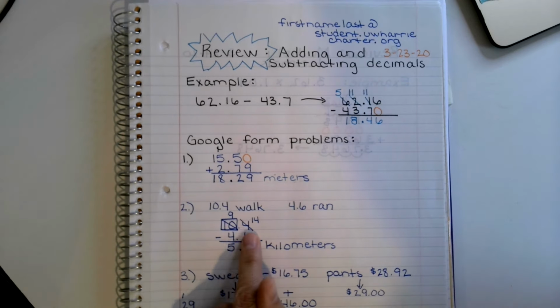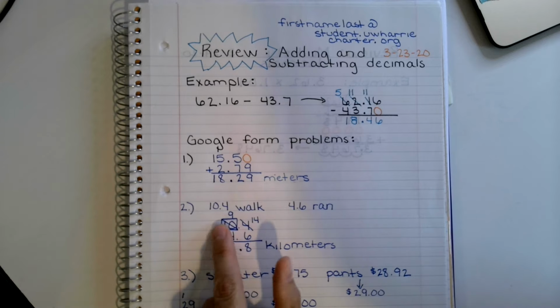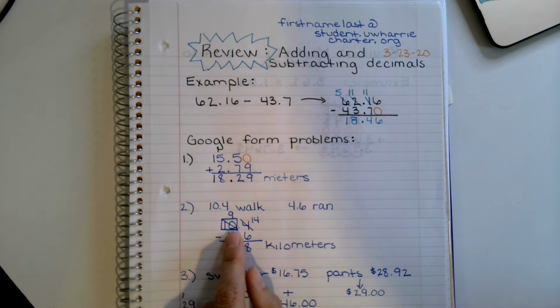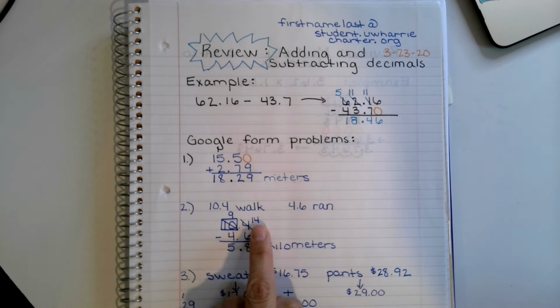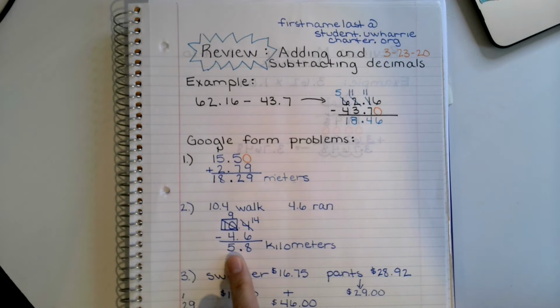So I showed you guys before, like, okay, so 4 minus 6, you can't do it. So you needed to borrow from this, but there was a 0 there. So I showed you guys before the little trick of boxing in the 10 and looking at it as a 10, and you're going to take away from 10. So you would have 9, and then this would be 14. So 14 minus 6 is 8. 9 minus 4 is 5. So he walked 5 and 8/10 more kilometers than he ran.